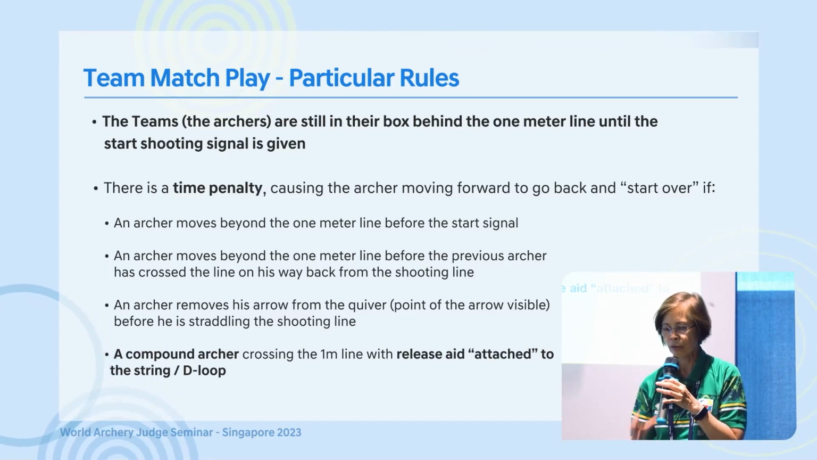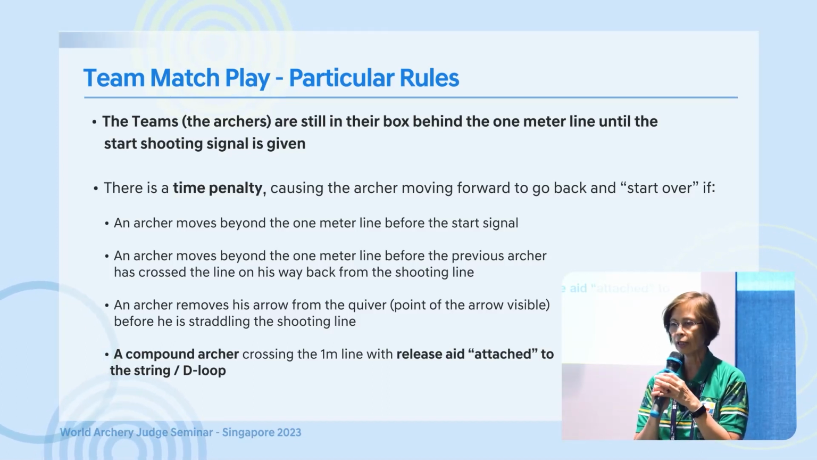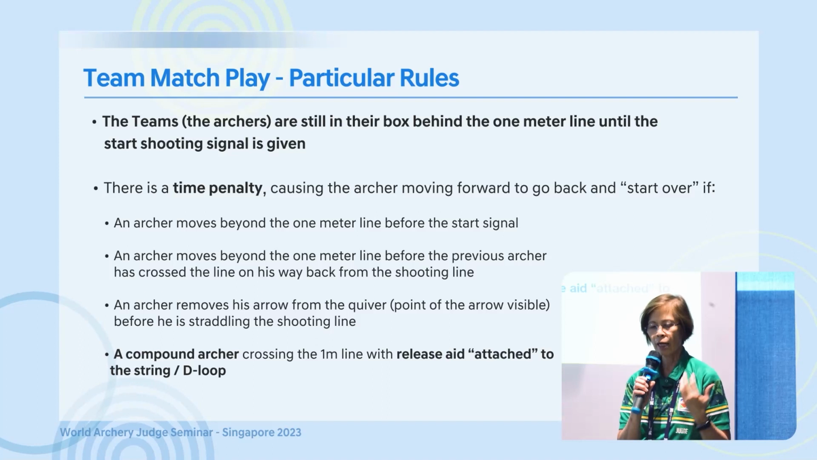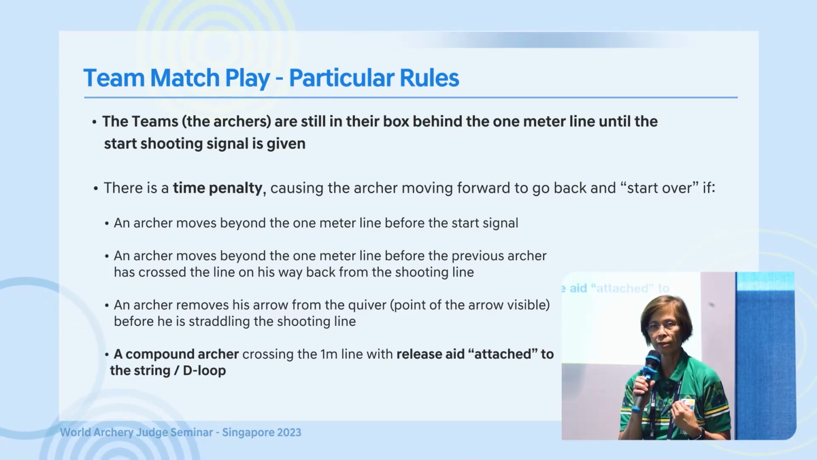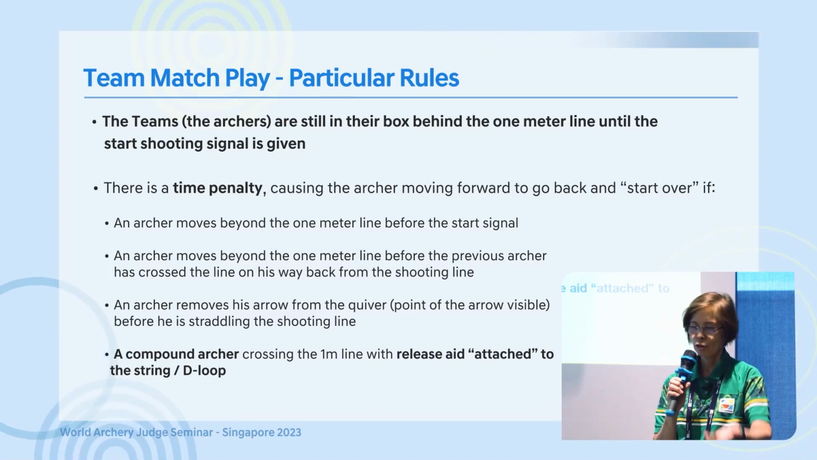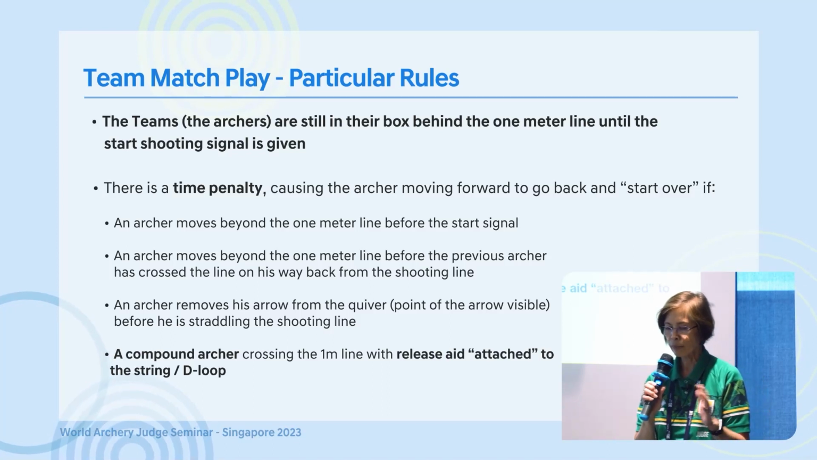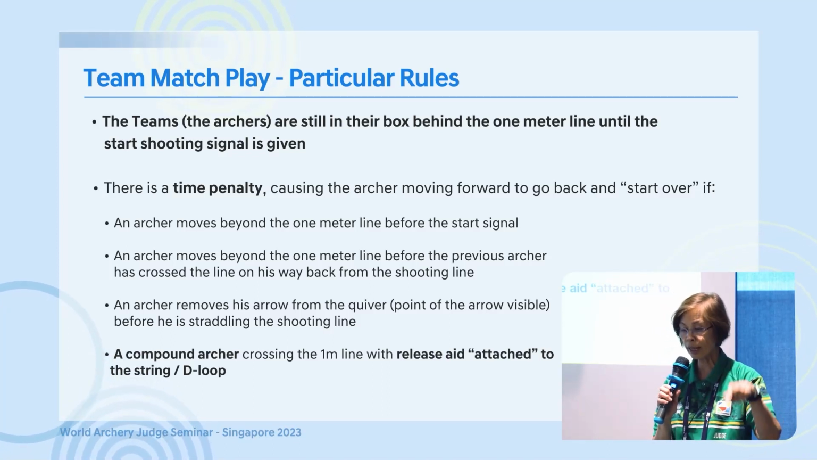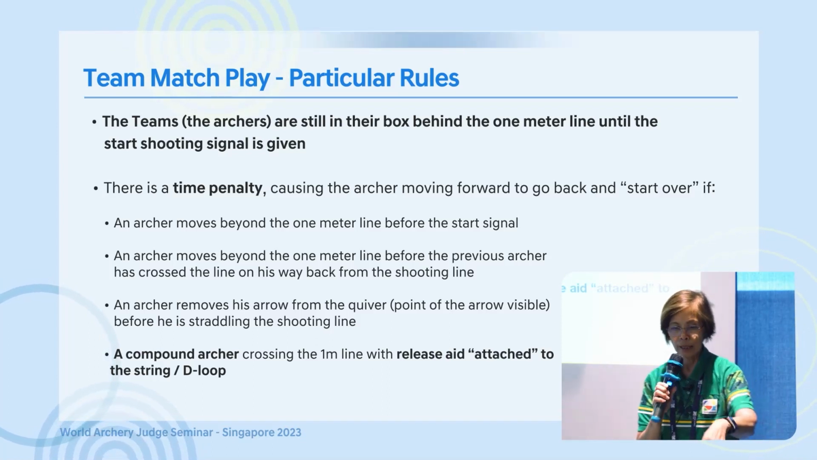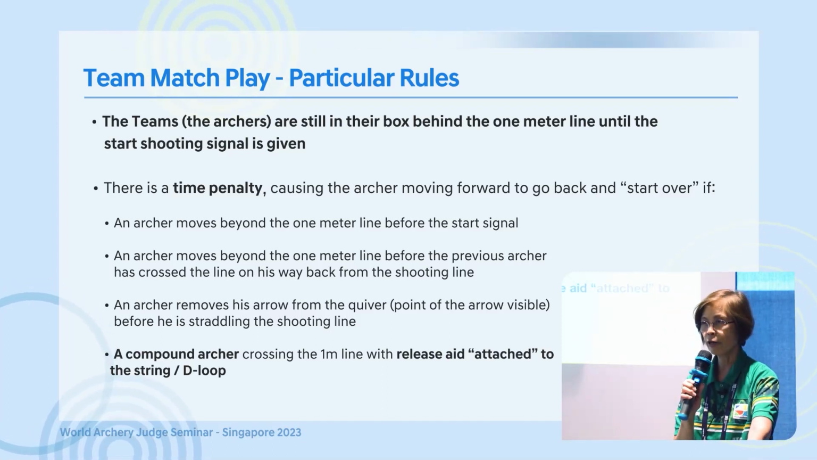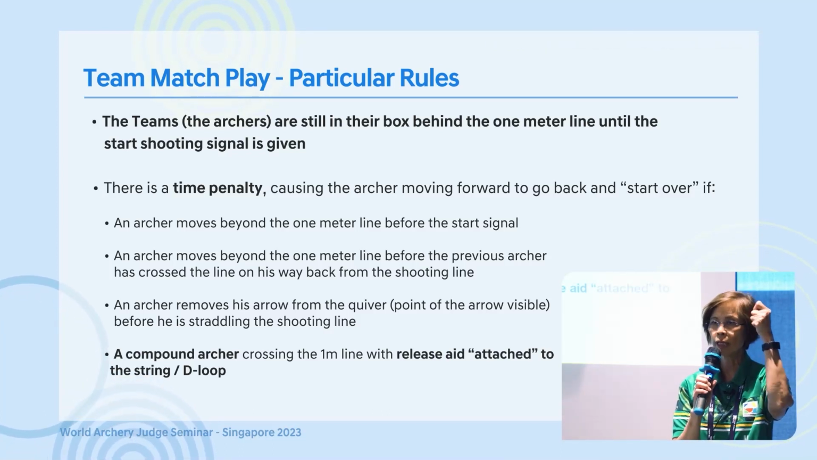Okay. Now, there's a time penalty causing the archer moving forward to go back and start in these cases. An archer moves beyond the 1 meter line before the start signal. So you tell him to go back. An archer moves beyond the 1 meter line before the previous archer has crossed the line on his way back from the shooting line. That, in effect, means 2 feet are in there. Okay? So you need to give a yellow card.